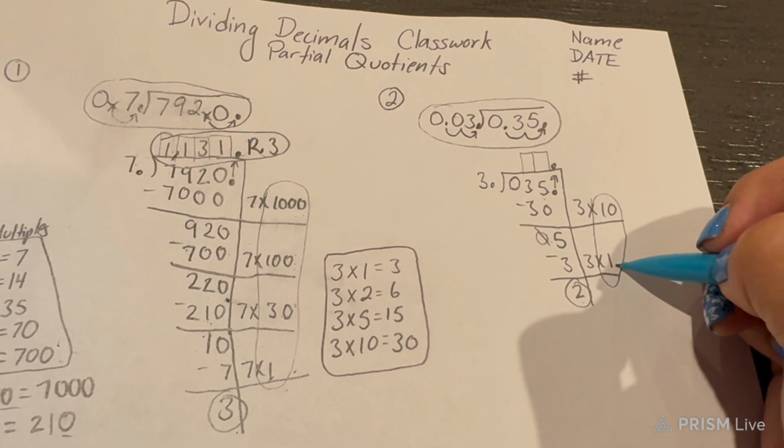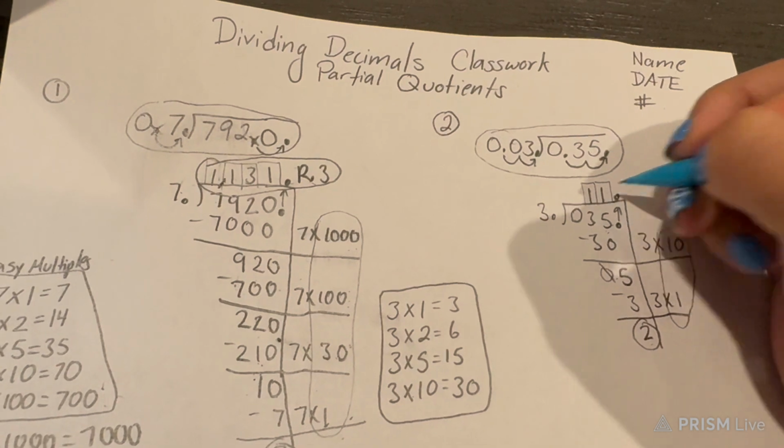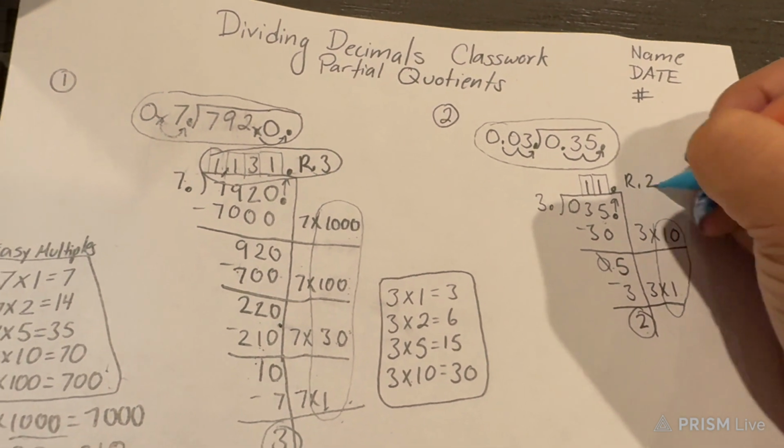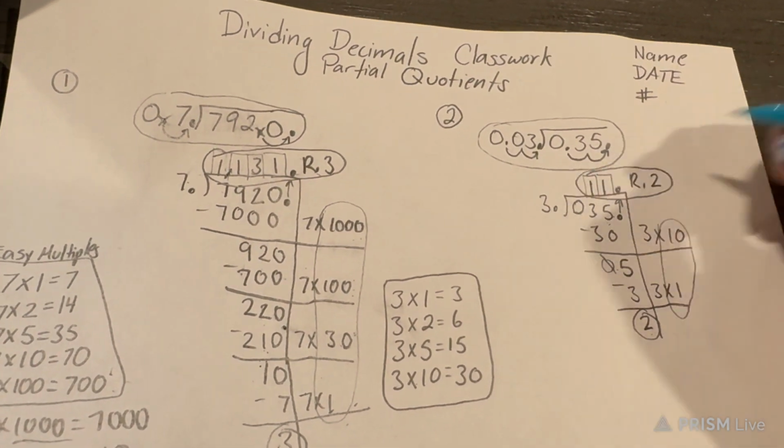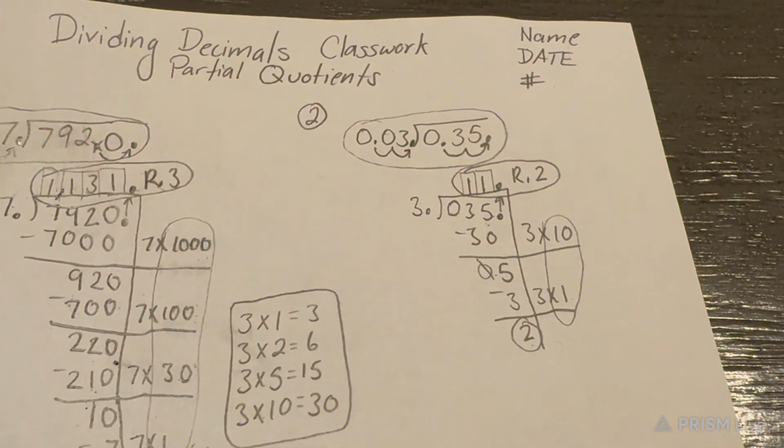10 plus 1 is 11. And now we have a remainder 2. Okay, and then we are done with number 2.